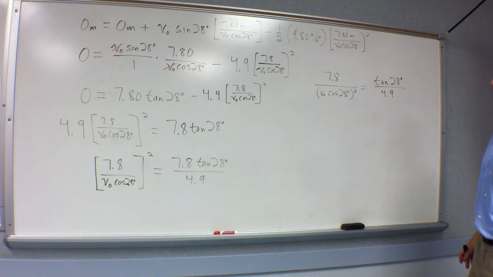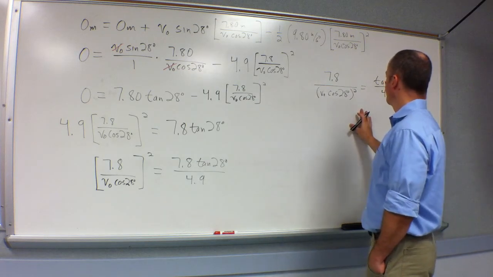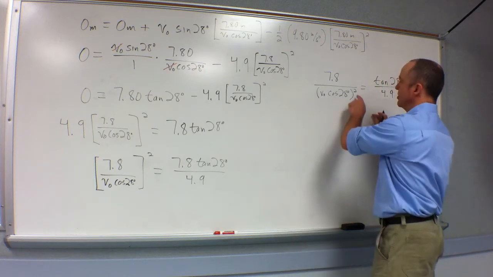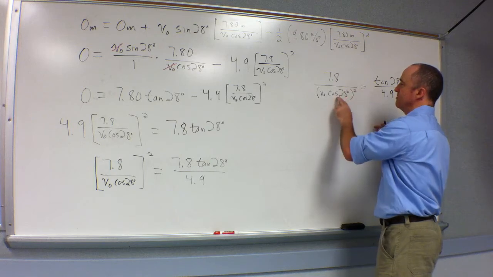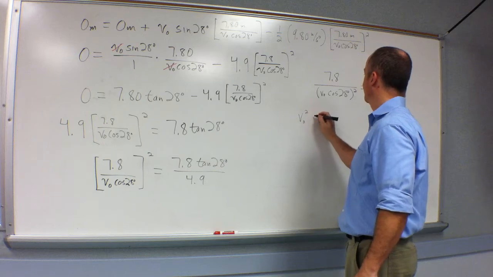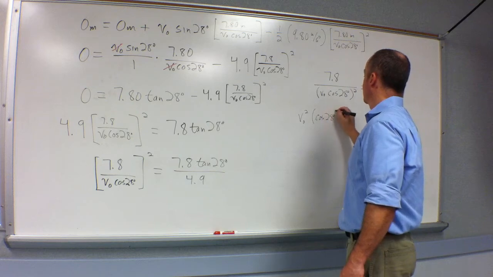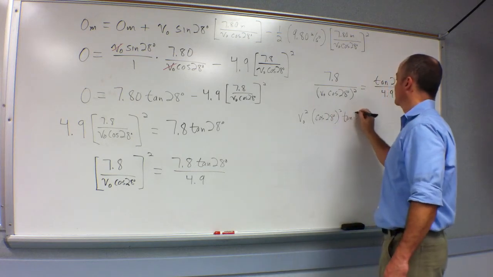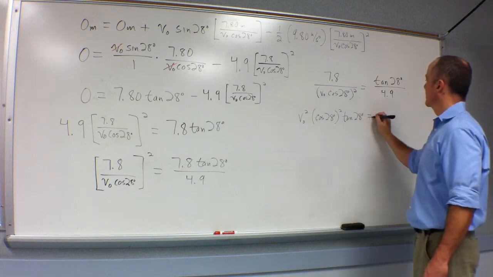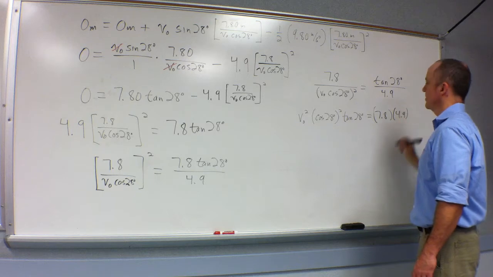I think I'm ready to cross multiply. There's probably a faster way to do this, but I'm trying to show every step clearly. You guys okay with me cross multiplying here? Yep. All right. As I cross multiply, I'm going to distribute this exponent to both of my factors in these parentheses. So that gives me v initial squared cosine 28 degrees squared times the tangent of 28 degrees equals 7.8 times 4.9.